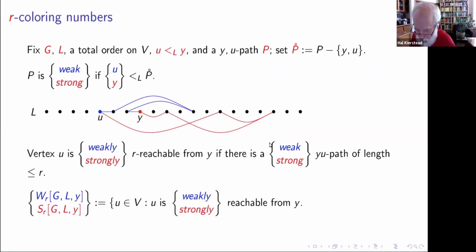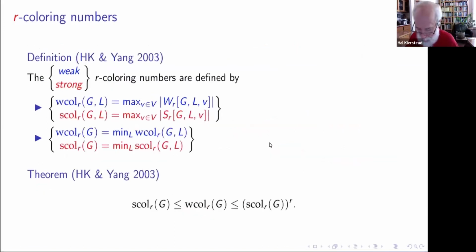Okay, so vertex U is then weakly reachable or strongly reachable. Well, how much reachable? It's R reachable. So U is weakly R reachable from V if there is a weak VU path of length R. Okay, so this is a very basic notion for us. And now, what are the R coloring numbers?